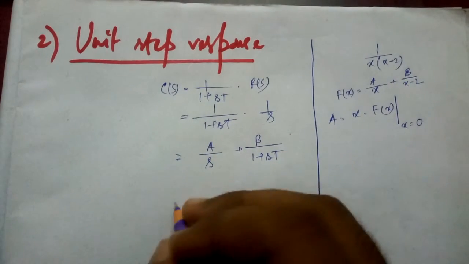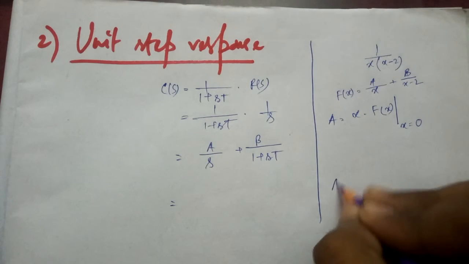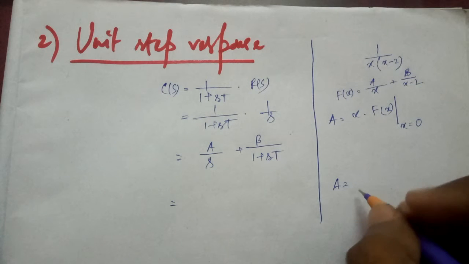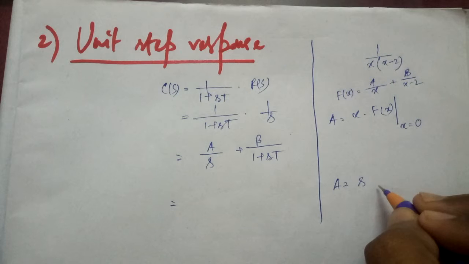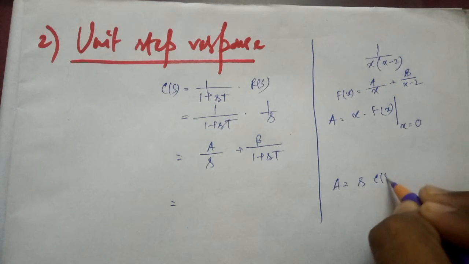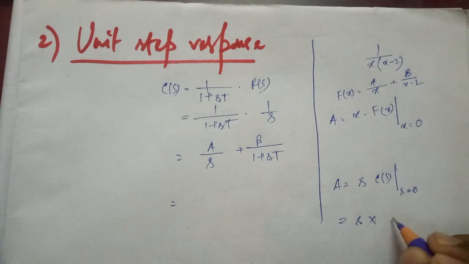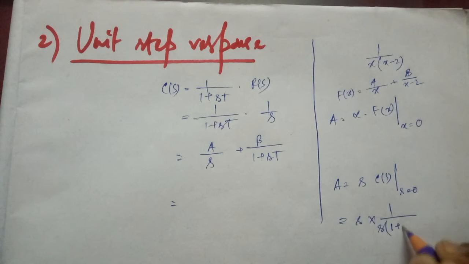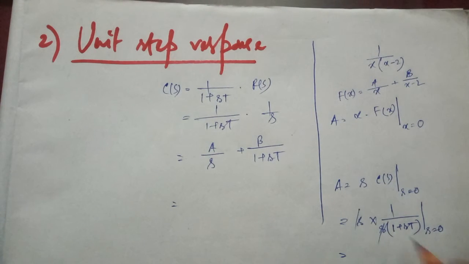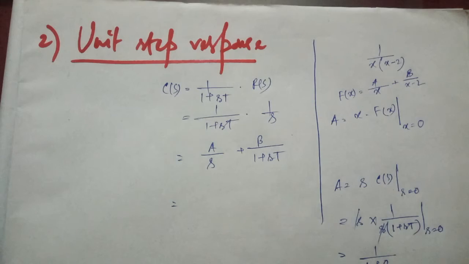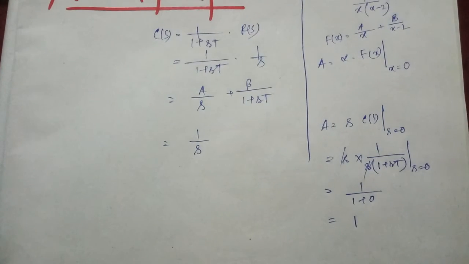So in this case, A will be s into C(s) at s equal to 0. So s into 1/(s(1+sT)) at s equal to 0. So s is cancelled here, 1/(1+0) is equal to 1. So it will be 1/s.